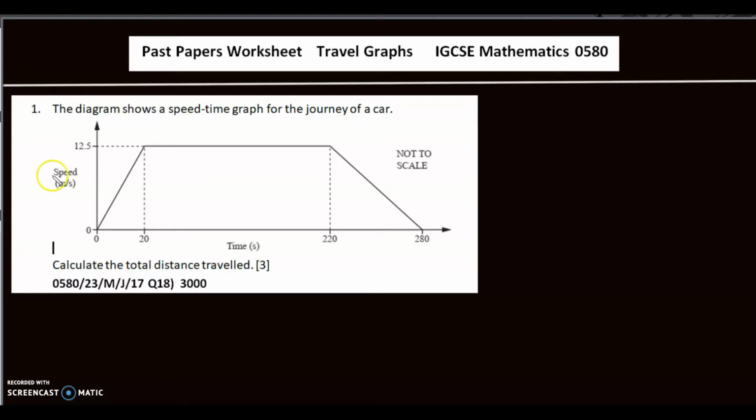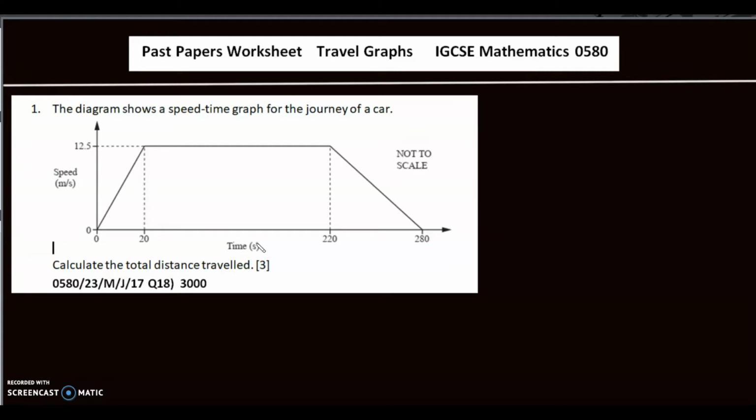So the first thing you need to observe is, is there a unit conflict in the x-axis and y-axis? No, there's not, because the y-axis is in meters per second and the x-axis is in seconds as well. So we don't need to worry about the units. So we'll simply find the area under the graph.